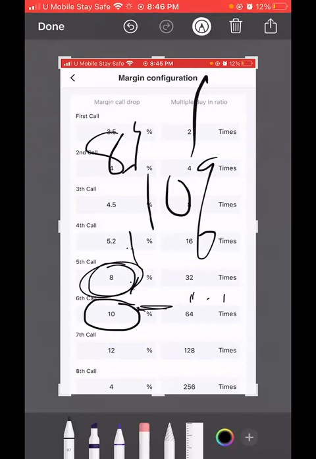Now, if this market returns to the 5th call, and the person that is taking 1.1, I want you to know where he takes 1.1. The moment this market returns to the 5th call, he takes 1.1. Now, from the 5th call to the 4th call, guess how many percent he has to wait? 8%. And he's waiting for this market to get to 8% so that he can take 1.1.